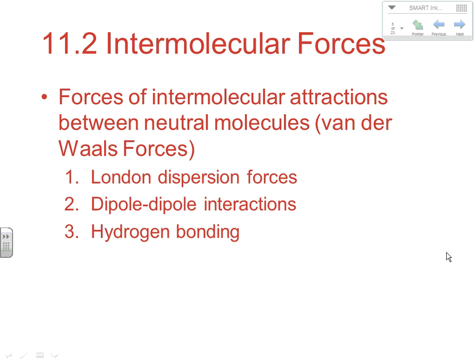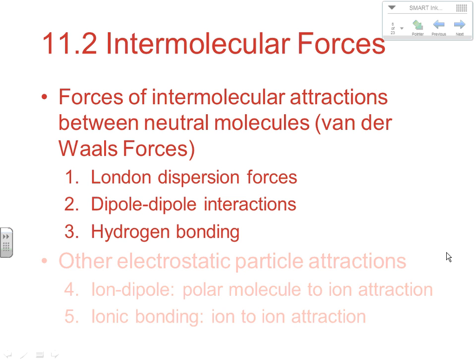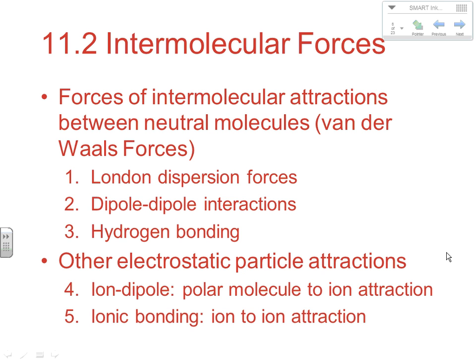Now, if you don't have a neutral particle, let's say you have an ion, there are other in-between types of forces we can have. So these are intermolecular forces, but they're not van der Waals forces because now we're not looking at all neutral particles attracting each other. So if you have an ion that is attracted to a polar molecule, polar molecules have polarity, so they have a dipole. So we have an ion-dipole attraction. So another type of intermolecular force would be ion-dipole.